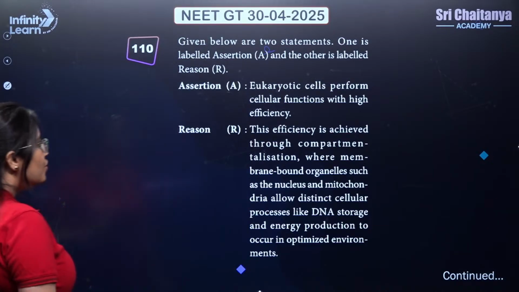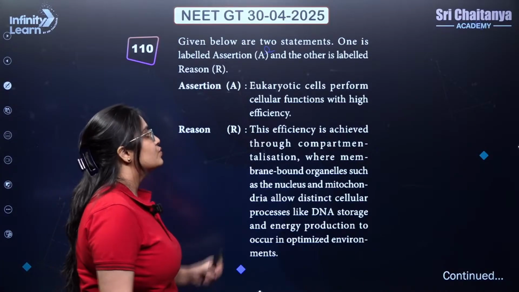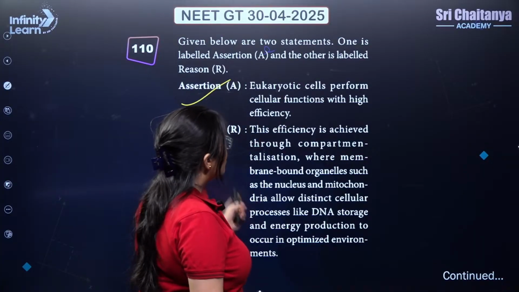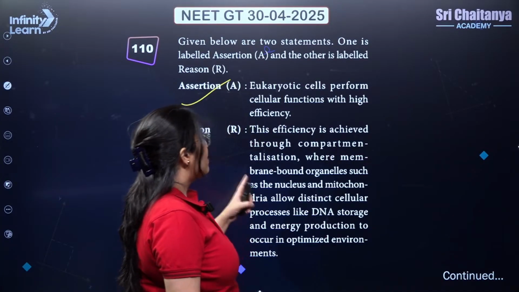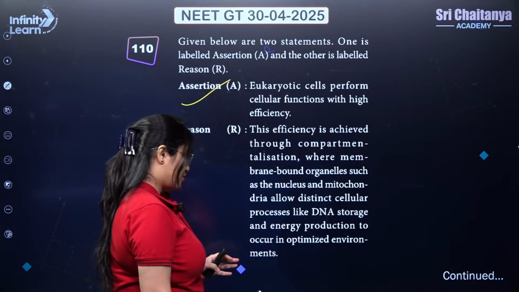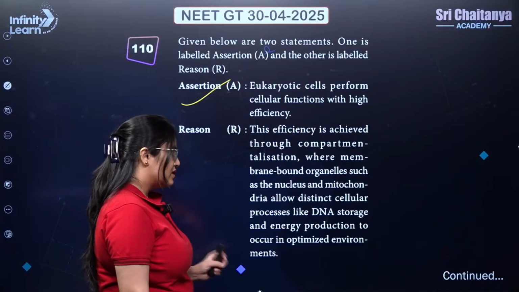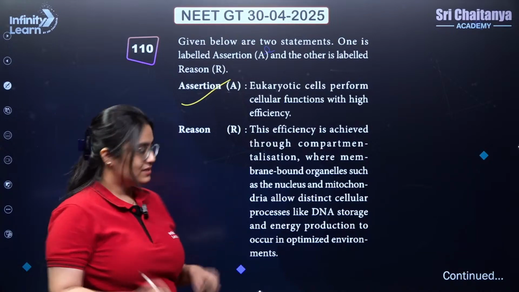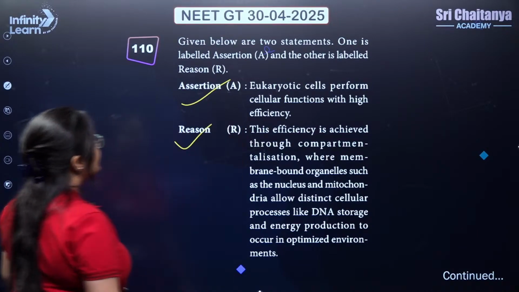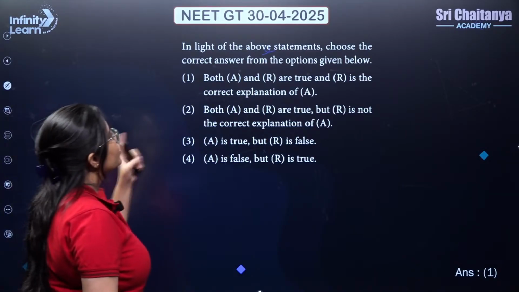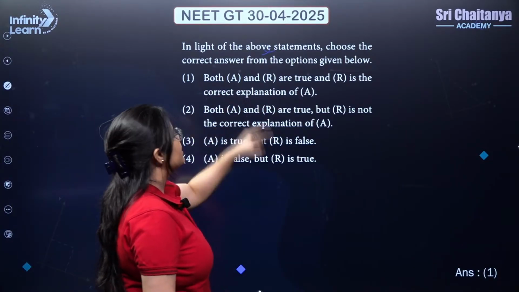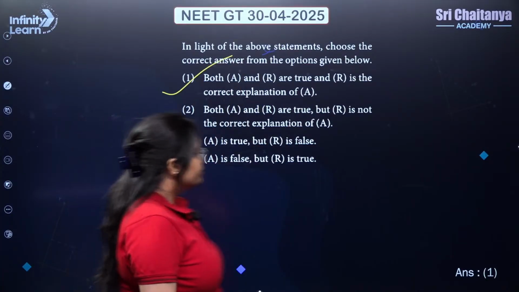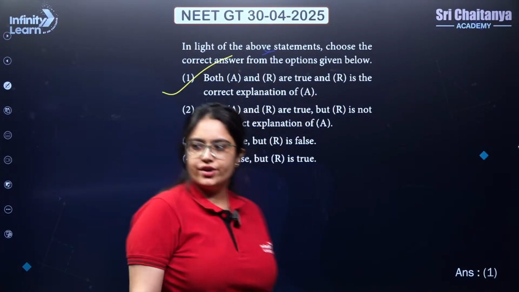Okay, again AR. Eukaryotic cells perform cellular functions with high efficiency. Correct. This efficiency is achieved through compartmentalization, where membrane-bound organelles such as nucleus and mitochondria allow distinct cellular processes like DNA storage and energy production to occur in optimized environment. Correct. Yes, and the reason is also explaining the assertion. So both assertion and reason are true, and reason is the correct explanation of the assertion. Answer is 1, my dear students. Next, very good.